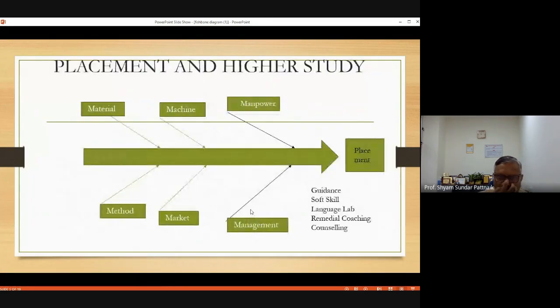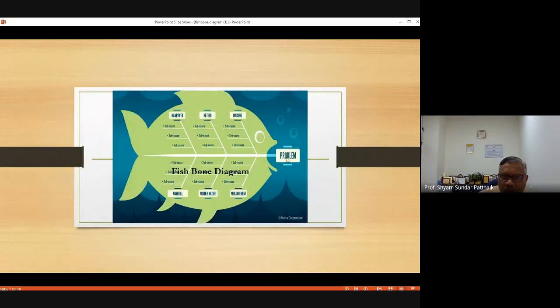Now, for example, I have taken one particular example. I have not drawn it as a fish diagram, but this is a layout of the fish diagram which we will be discussing now. If you see here, my main problem is placement. Let's say I found that this institute or university is not performing well in placement. When we talk about placement, it is not placement alone, because higher learning also comes into the picture. So placement and higher study is the problem statement for me, like the mouth of the fish in this fish diagram. The problem is in our mind, and this is the problem which we have to address.